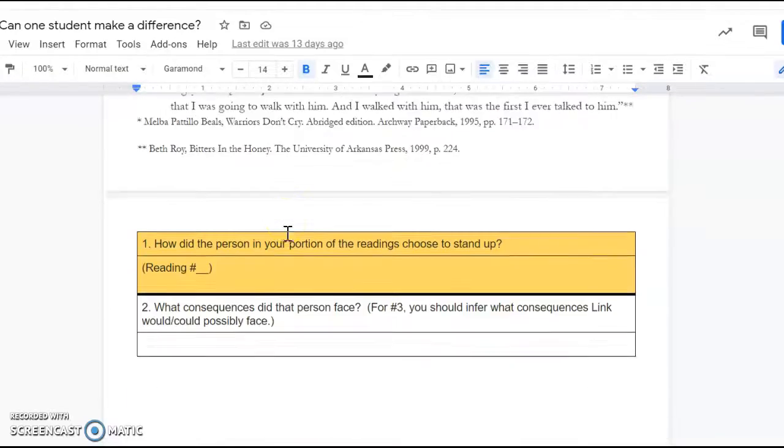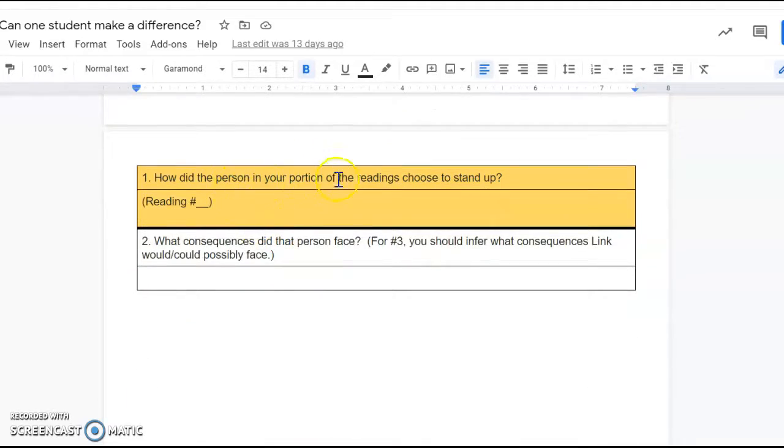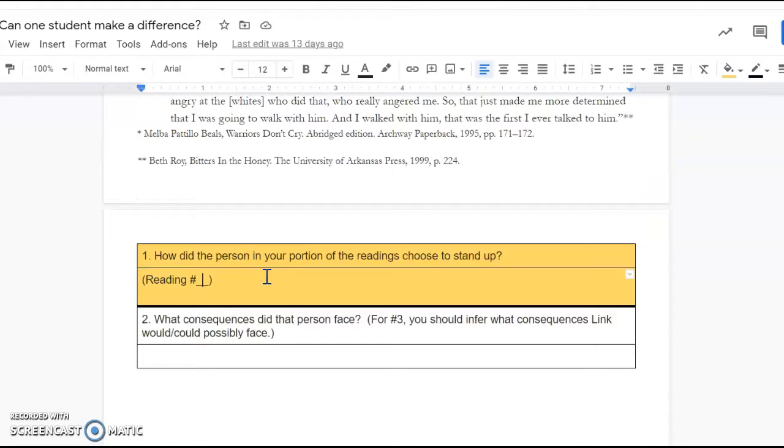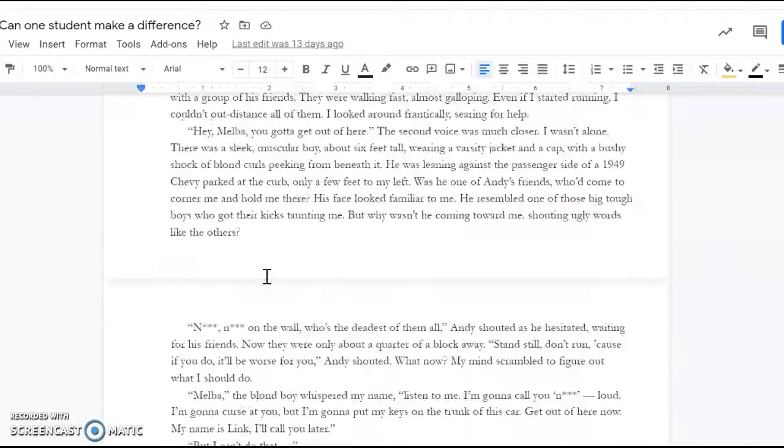If you scroll down to the questions, how did the person in your portion of the readings choose to stand up? That would be reading 3, so you put a 3 in there, and then you add how Link stood up to help Melba. And then what consequences did that person face? For number 3, it says you should infer what the consequences that Link would face could be. You're basically going to realize that Link was probably going to lose some friends and maybe get in trouble physically with those boys too. They might take some action against him.